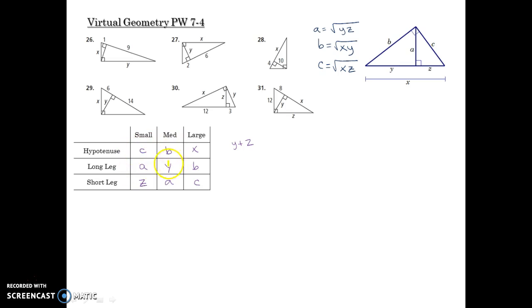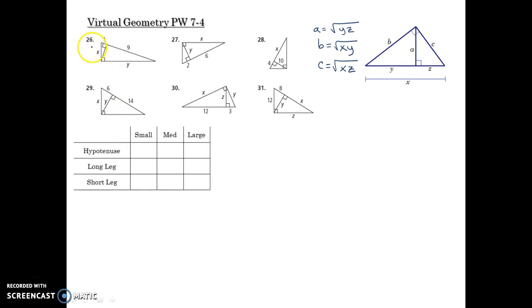And the way you would use this is you would fill in all the values that you can actually find, and then you can take any little box and make a proportion. So C over A equals B over Y could be one proportion that you could use. Or Y over A equals B over C would be another proportion you could use. So let's see how we would use this to do one of these problems.